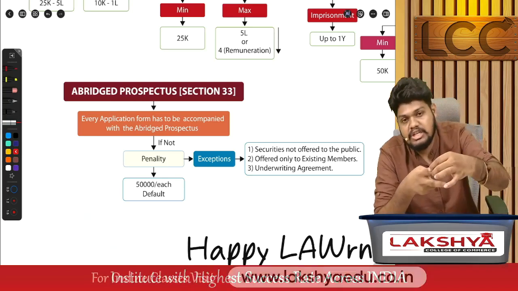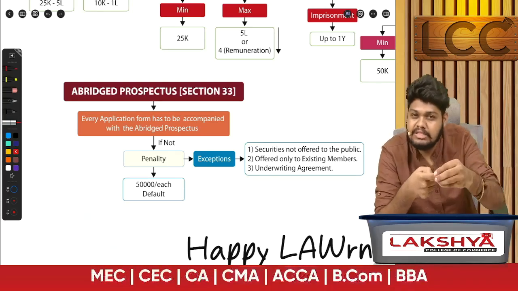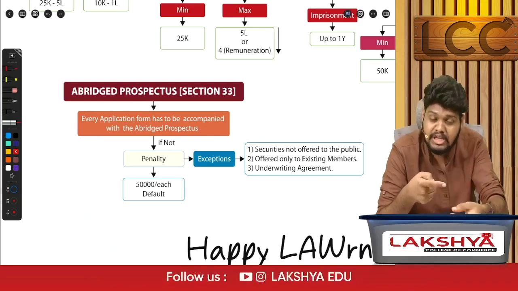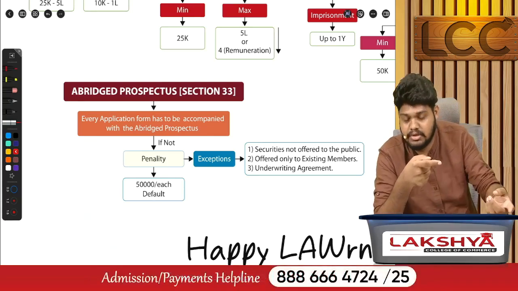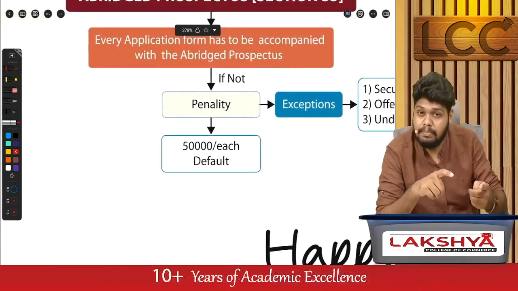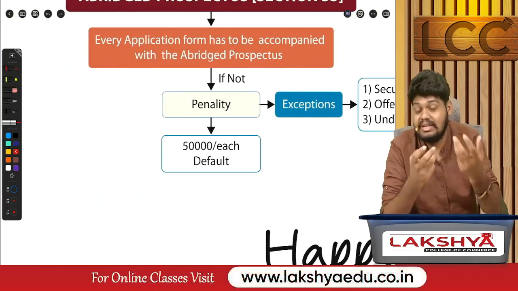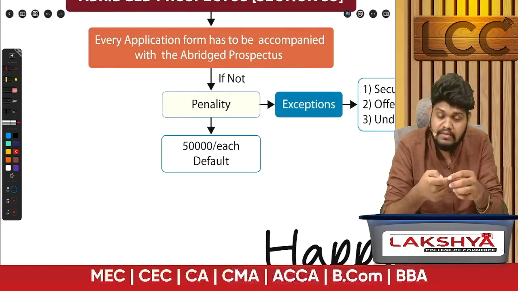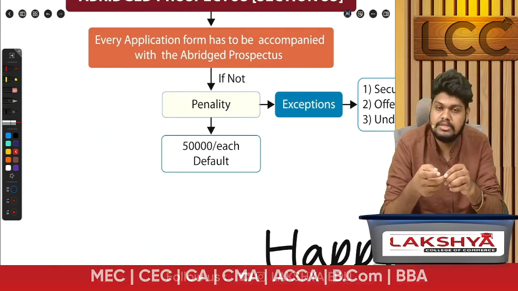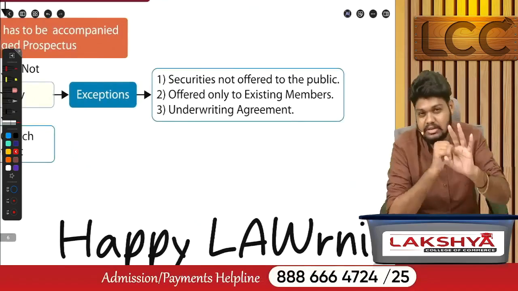If an application form is sent without the abridged prospectus, for each such default, a penalty of rupees 50,000 per default will be imposed. And imagine this, a company would be sending lakhs and lakhs of application forms. For every application form without an abridged prospectus, I'll impose 50,000. But there are exceptions. There are 3 exceptions.